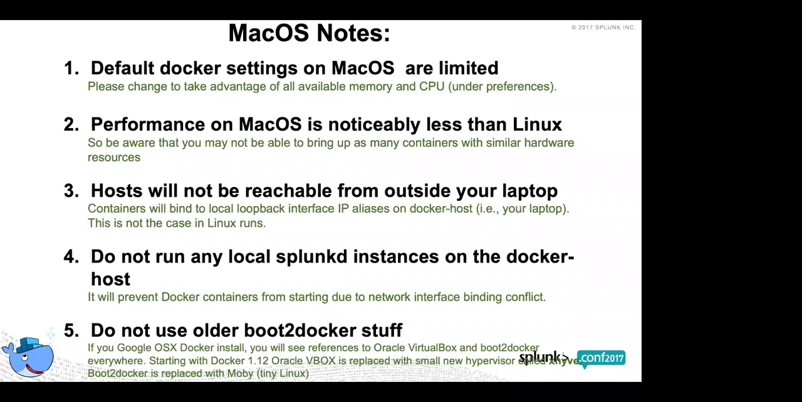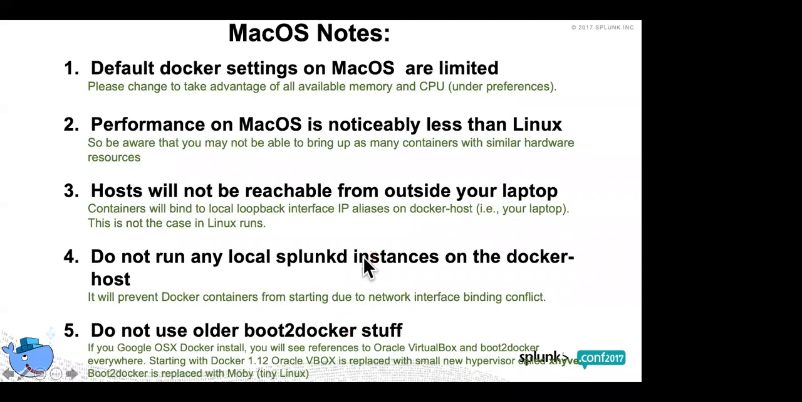Again, as I said earlier, if you're running in Mac OS, the IP alias binding will be the loopback, so you can't reach it from outside. If you're running in Linux, it will be the routable space, so it can be reached, and that's what you want to use for a lab environment.